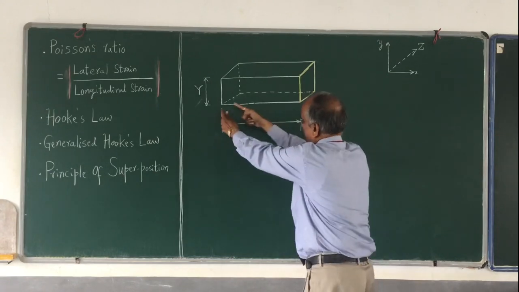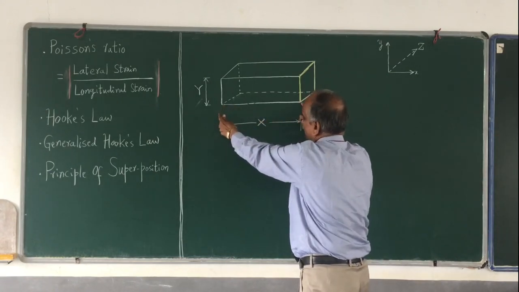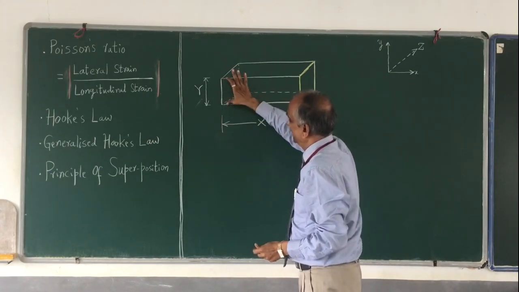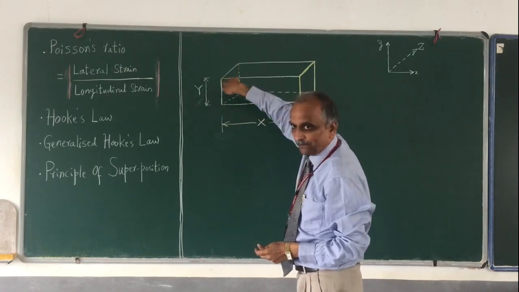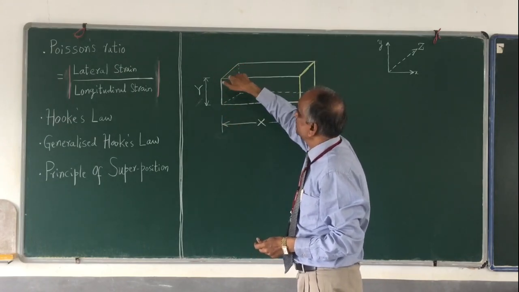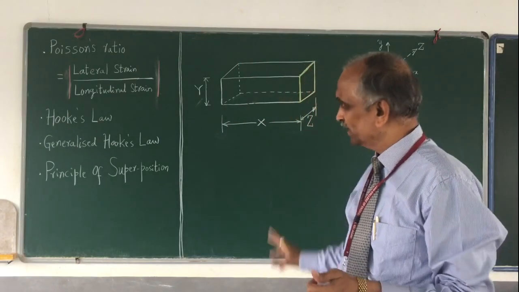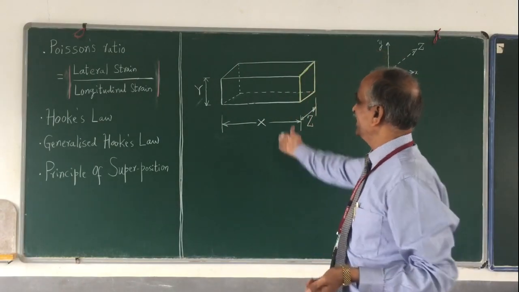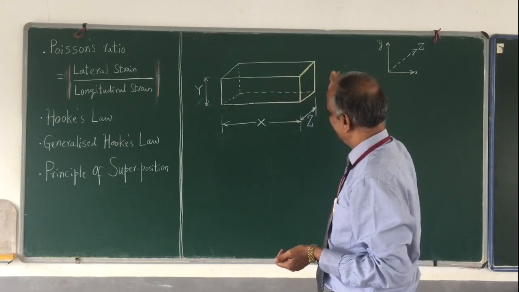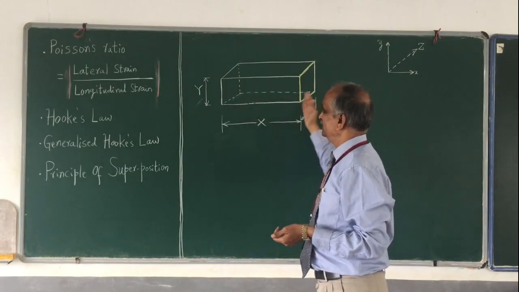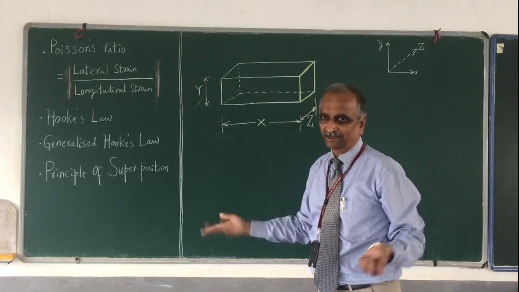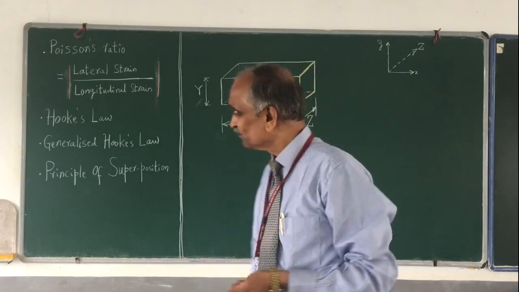Please remember this length is x and the height is y, and the depth perpendicular to the board is what is called z. So I have three dimensions, x, y, z. Okay, there are some values, and as for the diagram, it appears that the x value is much more compared to y and z. Doesn't matter, no problem.